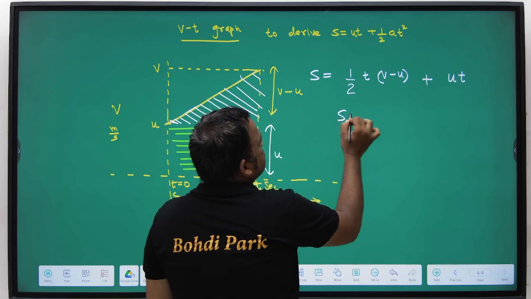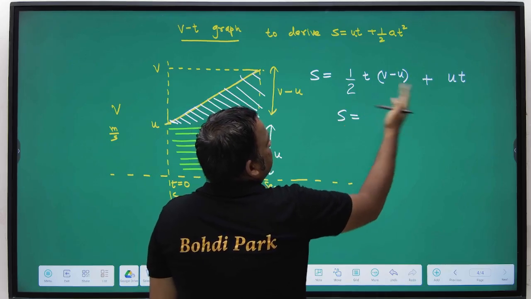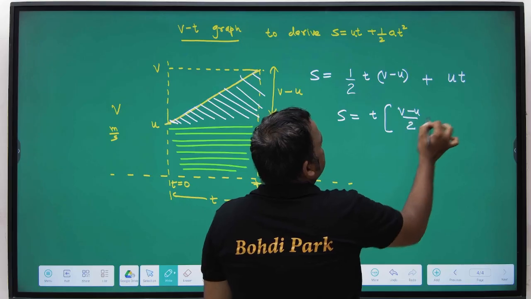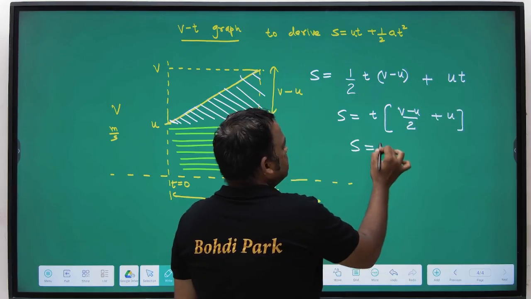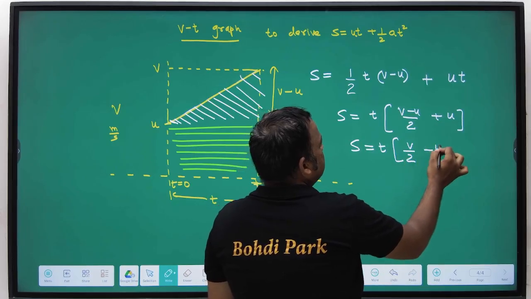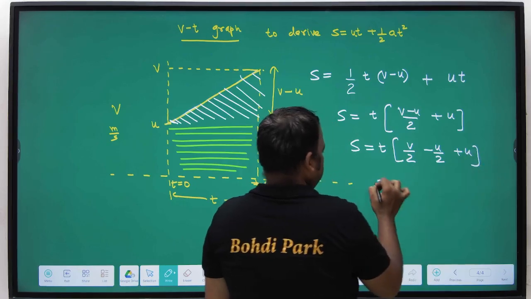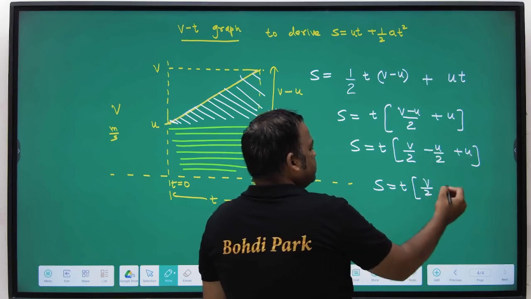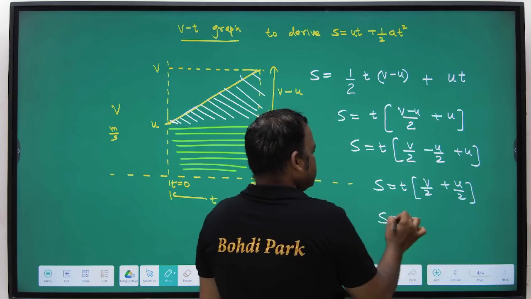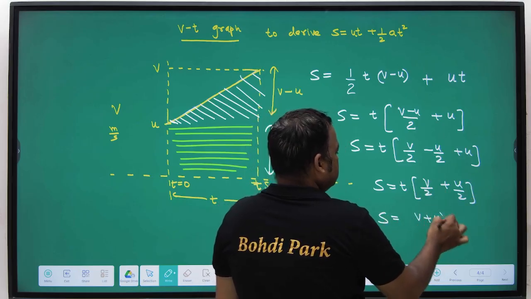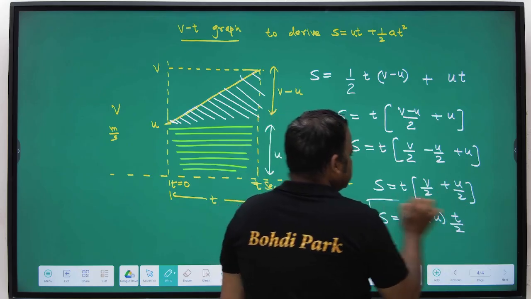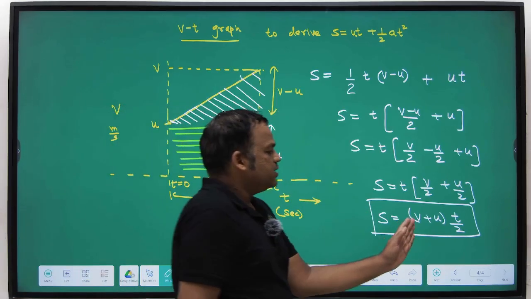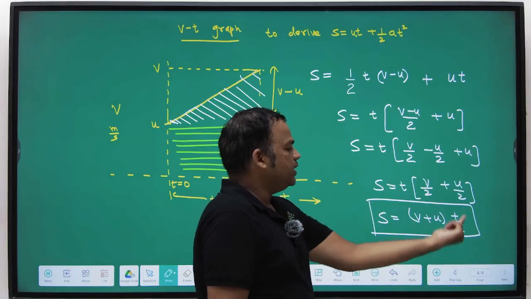So we will get S is equal to, I'm taking t common, so this will be (v minus u) by 2 plus u. So S is equal to t into v by 2 minus u by 2 plus u. So S is equal to t into v by 2 minus u by 2 plus u, which will be u by 2. So S is equal to (v plus u) into t by 2. So this is the formula for displacement, which is (v plus u) into t by 2.